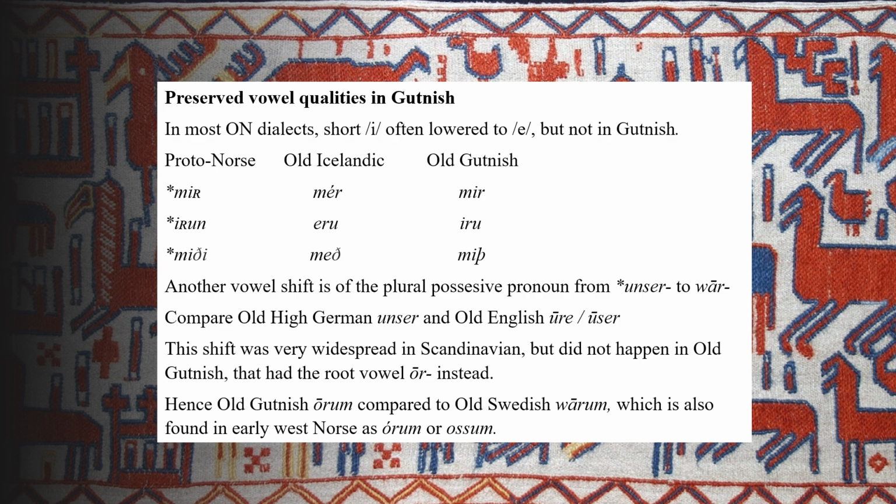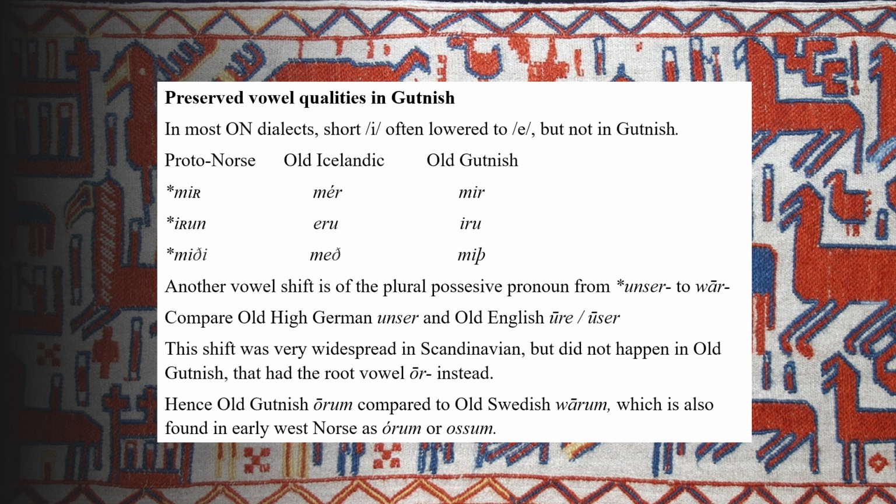In most Old Norse dialects, short e was often lowered to e, in particular in unstressed function words such as pronouns, copula, or prepositions. But this didn't happen in Gutnish, where you would have, for example, Old Icelandic mer, eru, med. Old Gutnish had mir, iru, mid, preserving the Proto-Norse vowel quality.